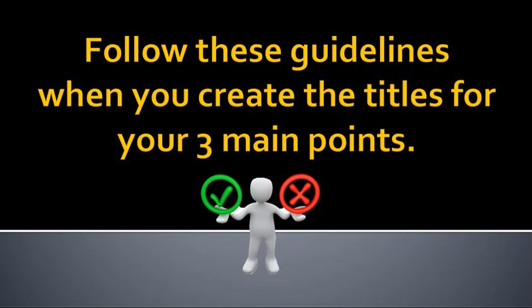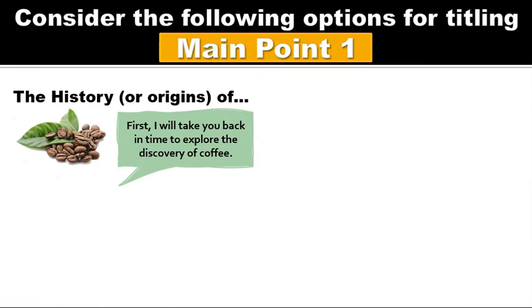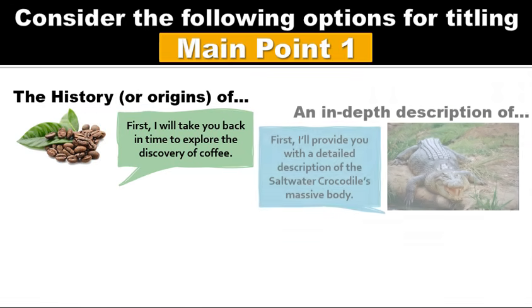Follow these guidelines when you create the titles for your main points. Consider the following options for titling Main Point 1. The history or origins of. First, I will take you back in time to explore the discovery of coffee.